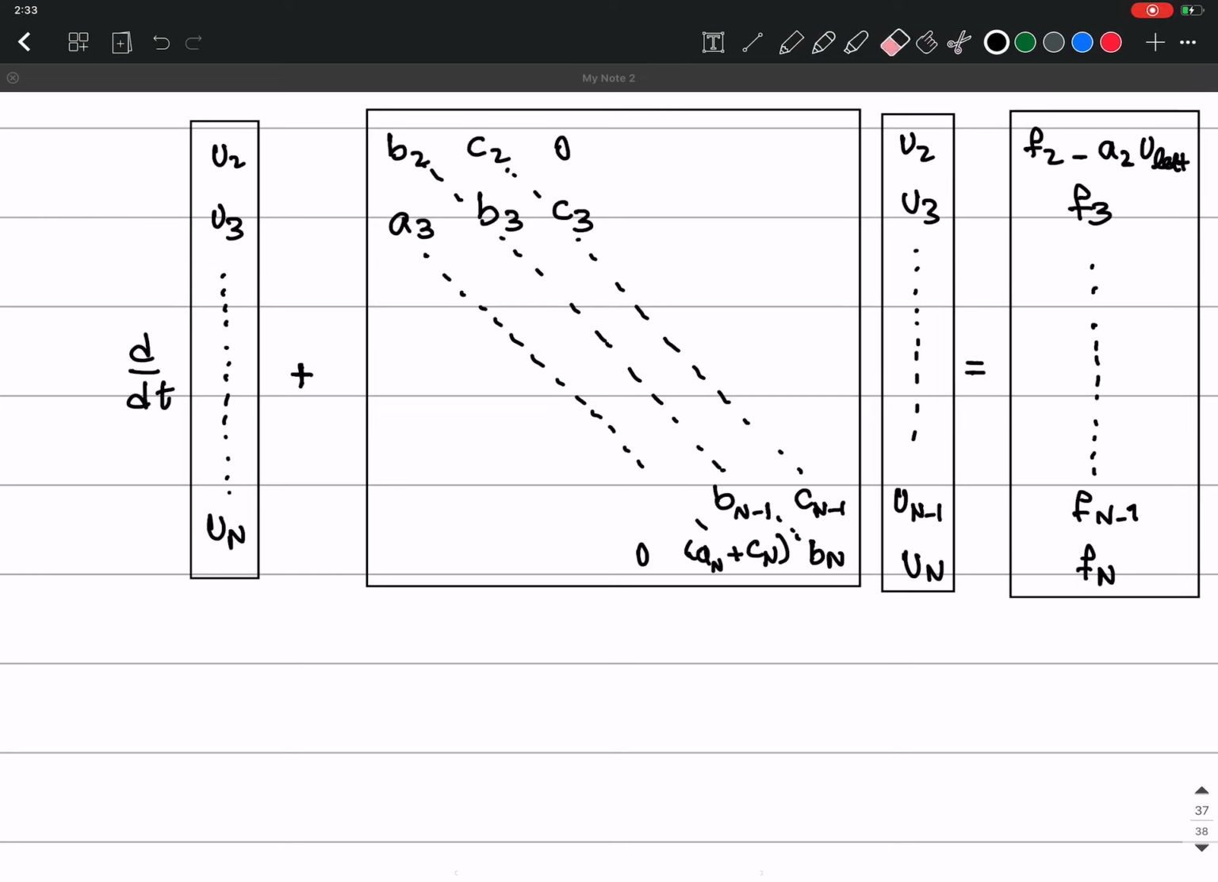So I'm gonna have it here. It's gonna be an minus 1. And so this is kind of the architecture of this matrix. Okay, so this is how it looks like, and the rest of the terms here are all 0.